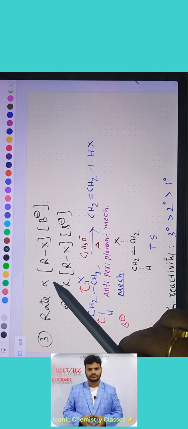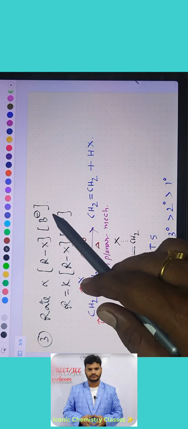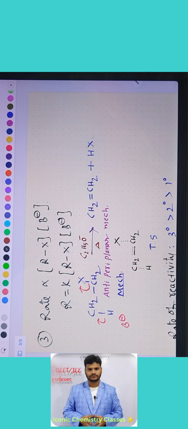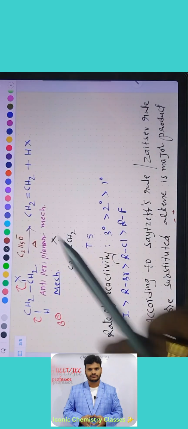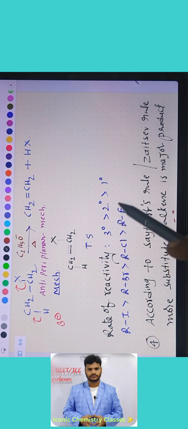And rate is directly proportional to alkyl halide and base. So this is E2 reaction. That's the reason it depends upon two things. Clear na? One example. CH2H, CH2X. Anti-periplanar mechanism. You will get a transition state. This is the rate of reactivity, 3 degree greater than 2 degree greater than 1 degree. When it comes to alkyl halides, iodide greater than bromide greater than chloride greater than fluoride.